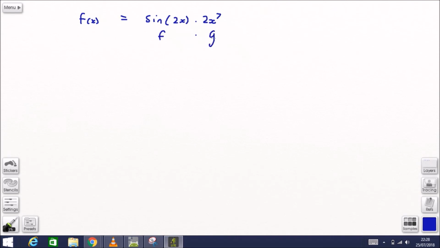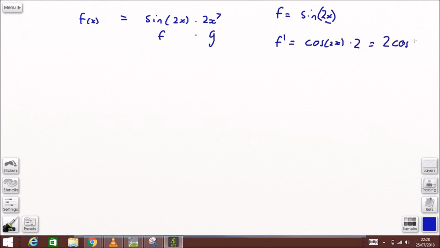A slightly tricky example now. When we define function f as being the first function, f is already a composite function, so we'll also have to use the chain rule whilst doing the product rule. The chain rule says that f prime is equal to the outer function differentiated times the derivative of the inner function 2x, leaving us with 2 cos 2x.